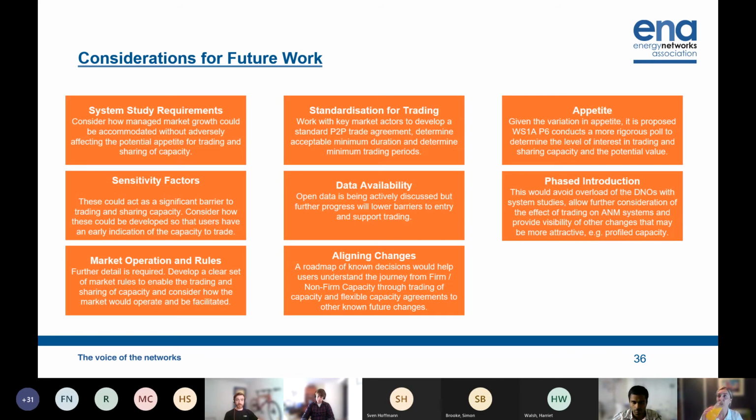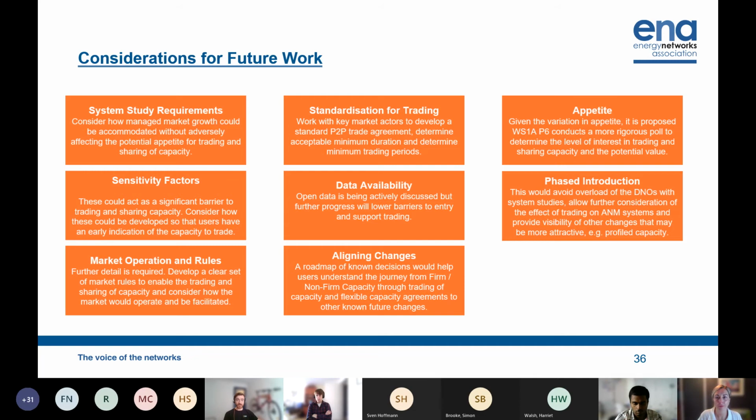Sensitivity factors, so the physical effects and implications of the trades, need to be better understood and explained. In general, there needs to be more work carried out and detail provided in a transparent way on the rules of trading, how the markets will operate, and obviously what the standards are.